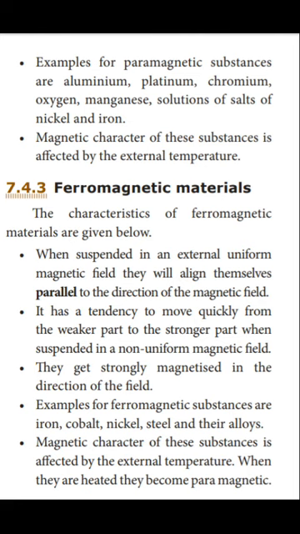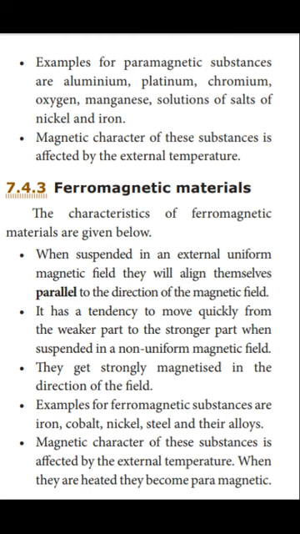Examples for ferromagnetic materials are iron, cobalt, nickel, steel and their alloys. These are the examples for ferromagnetic materials. Last one, the magnetic character of ferromagnetic substances is affected by the external temperature. That means when we heat the ferromagnetic material, it will become paramagnetic material.